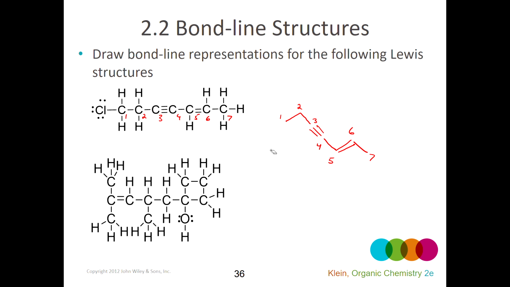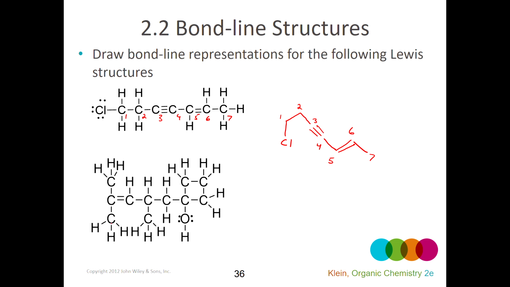I got to draw the chlorine at an angle. So since I have my 1 already there, kind of blocking that, I'll just have it come down at an angle. Since there's a little bit of an angle here, I can recognize there's a carbon there. So there's a bond line representation for that structure.